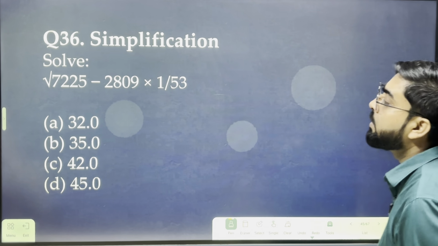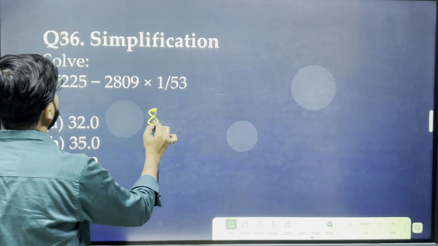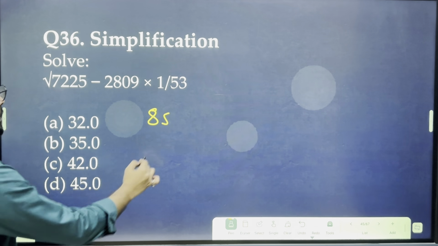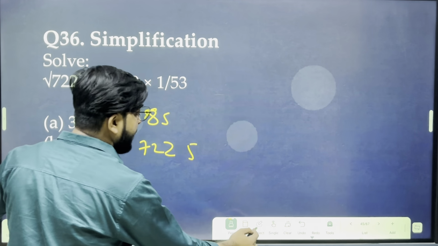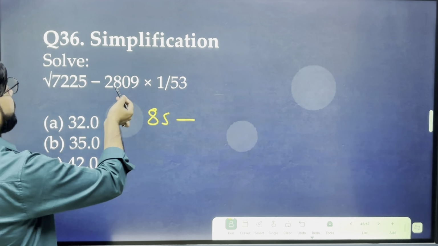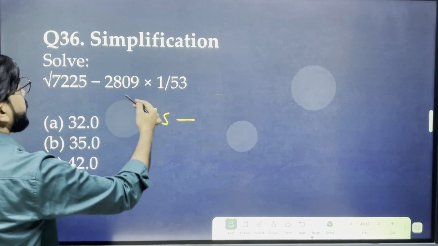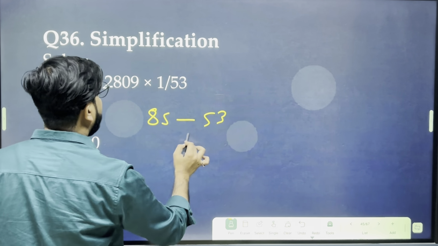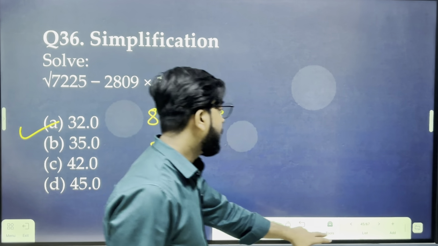Next is 7255. So this must be 85. Why? 5 into 5 is 25, 8 into 9 is 72. Very easy. So 85 minus, from 53 you have to multiply this. So it means it should be the square of 53. 5 minus 3 is 2, 32. Next question.